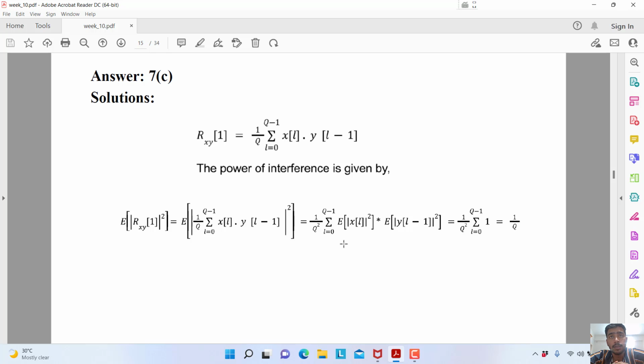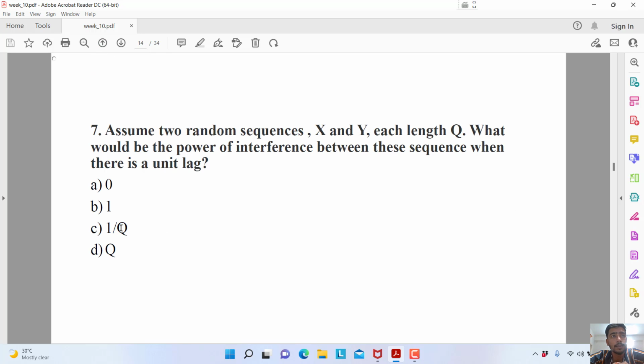The power of both signals will become 1, and the limit is going from 0 to q minus 1, so it will come q. So q is cancelled by 1 upon q square, so it will become 1 upon q, where q is the length. This power would be the interference.